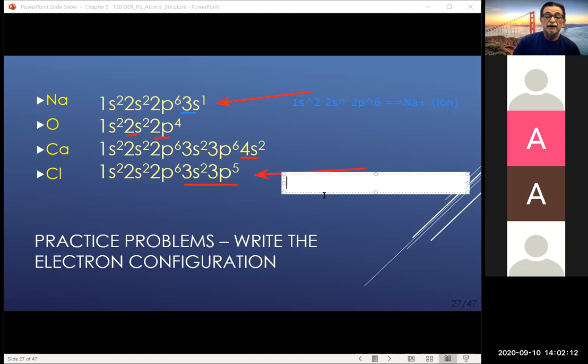And so when that happens, now its electron configuration is 1s2, 2s2, 2p6, and then 3s2, and then 3p6.